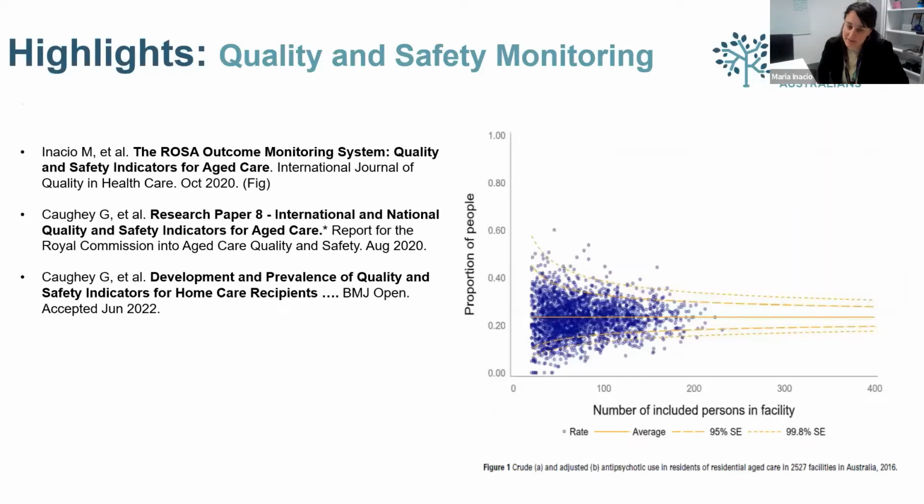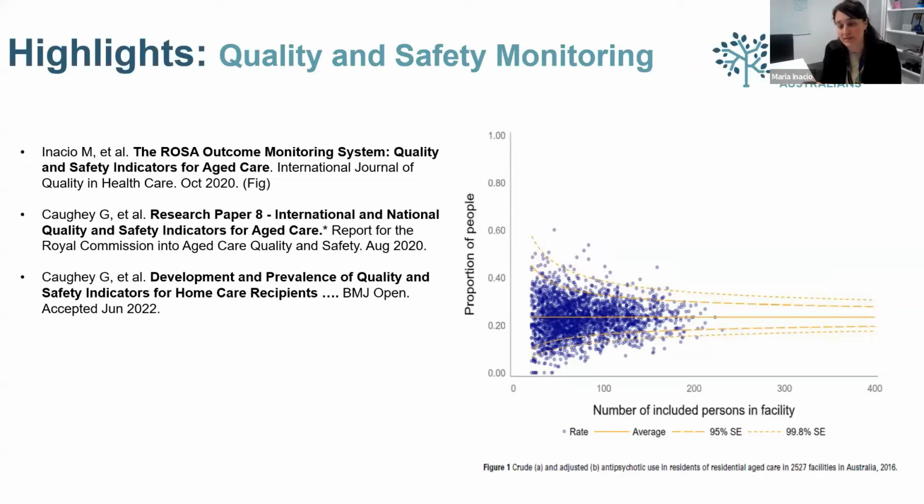And then the part that I hope some of you have heard of, or become familiar with, is that one of the main things that we did was develop a set of indicators that could use the information that's captured within the ROSA data sets to monitor quality and safety of care that was provided to older people in Australia. And that's what we call the ROSA outcome monitoring system.